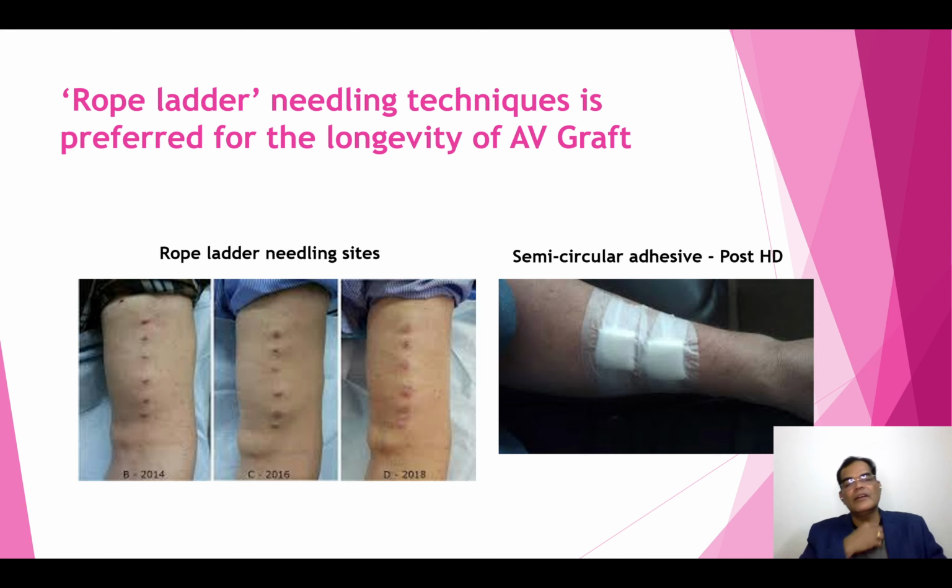Again, needling technique is very important. We should not puncture the same site again and again, because this forms a lot of scars on the graft material, and sometimes this can cause damage in the long term. Most importantly, it is always better not to apply a tourniquet. After the dialysis is over, once the bleeding stops, apply a simple plaster on the puncture area, and it should always be applied in a semicircular way, not wound around the hand. So these are the basic care measures in case of a graft.